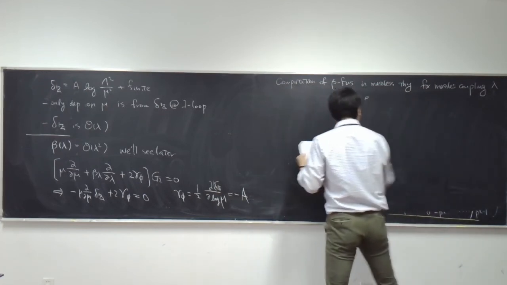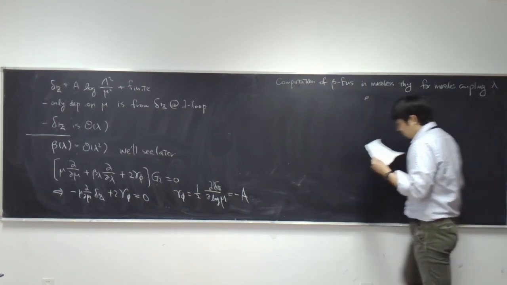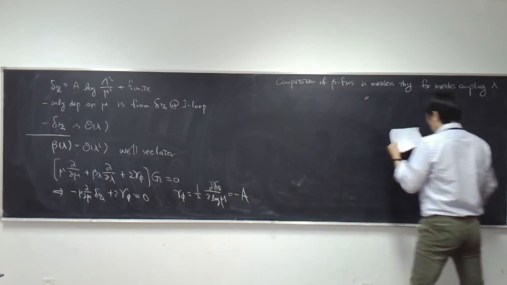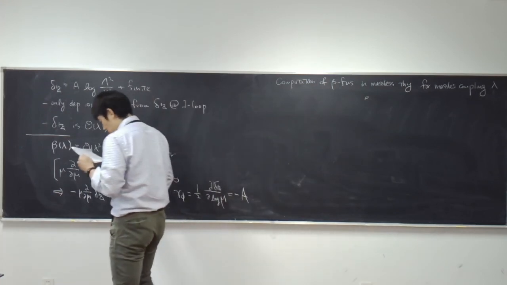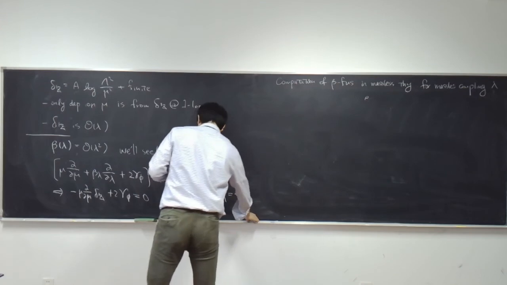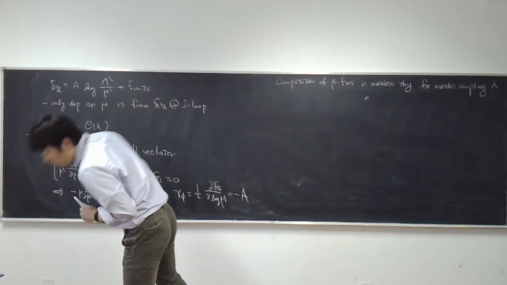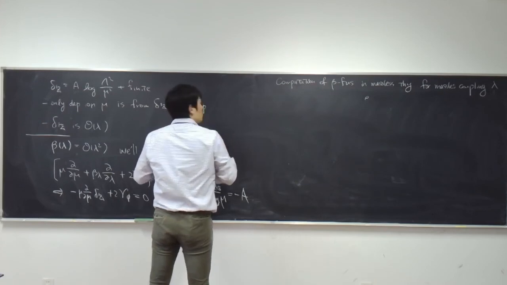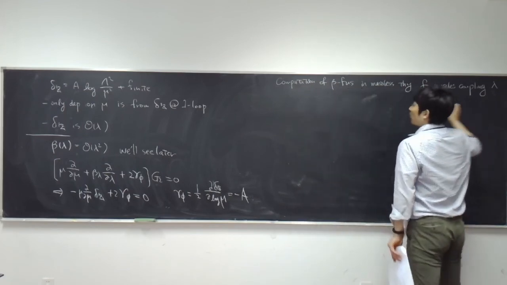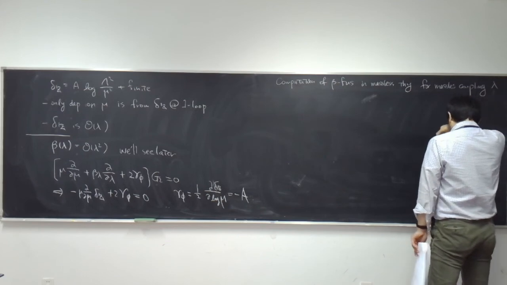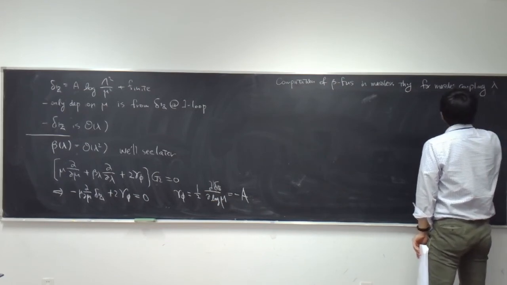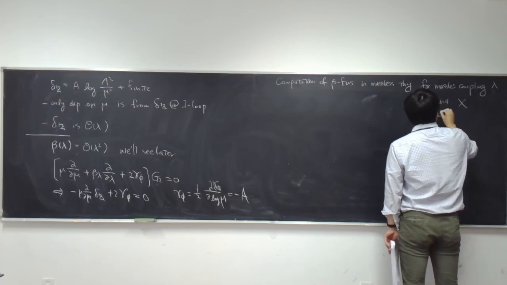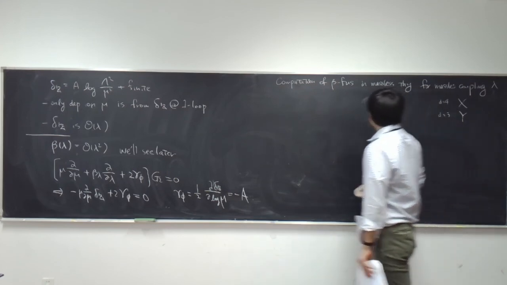Now, again, like phi-four theory, we will go to the n-point function. So assume that this coupling lambda will give you the n-point vertex. Let's see. In D equal to 4, this is something like this one, and D equal to 3, you get this one, and then D equal to 6.